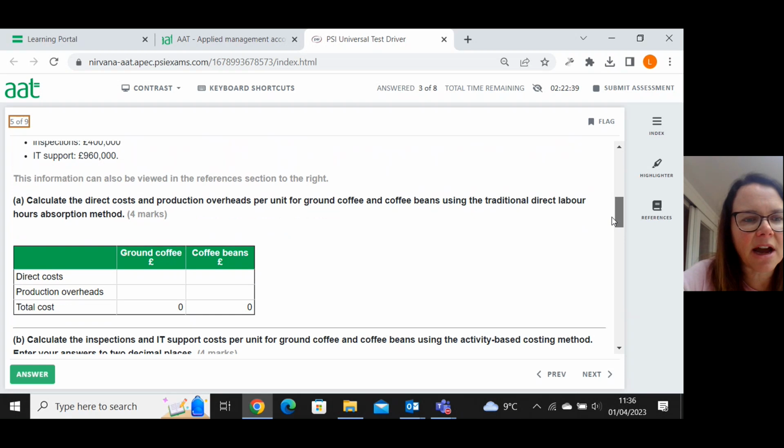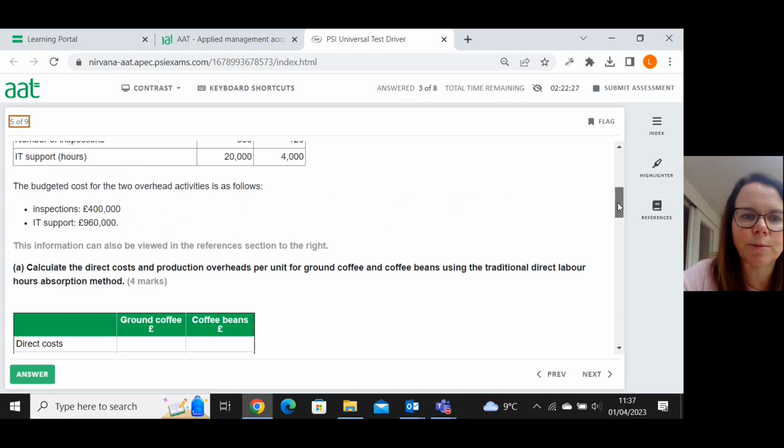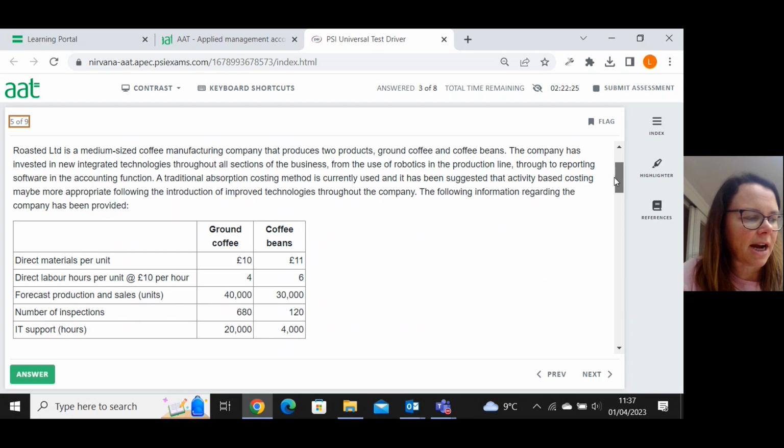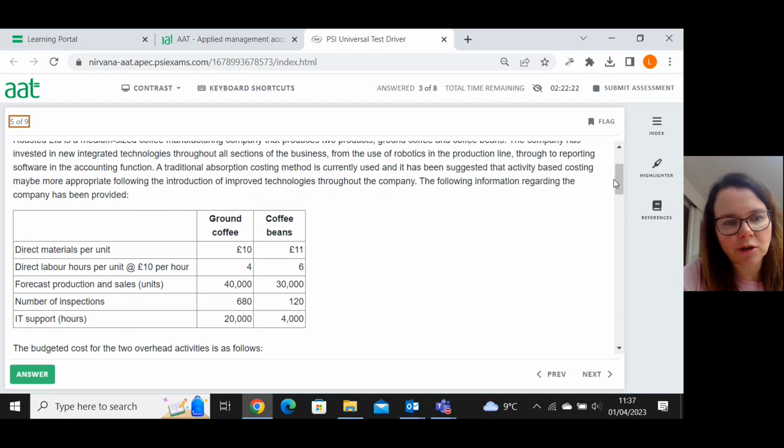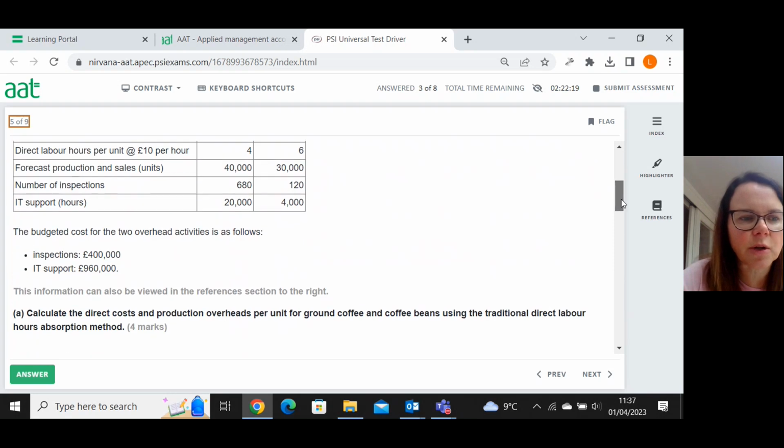Right, so what have we got to do? So we've got to calculate the direct costs and production overheads per unit for the 2 different products using the traditional direct labour hours absorption method. Right, so traditional method, we need to know what is the total overhead. So the total overhead is going to be these 2 numbers added together, the 400 and the 960,000. So that comes to total overhead of 1,360,000. We then need to divide that by the total hours.